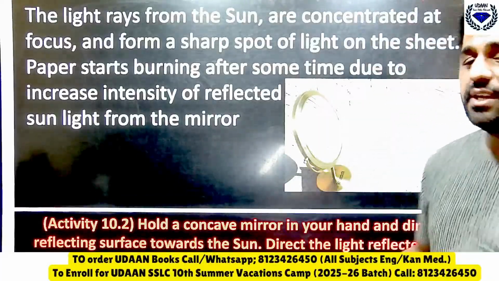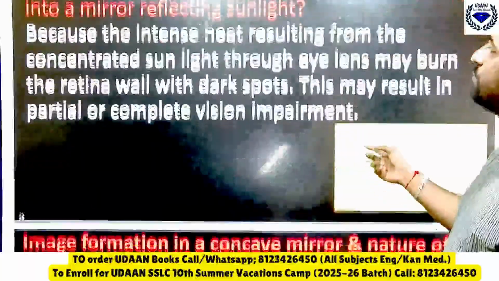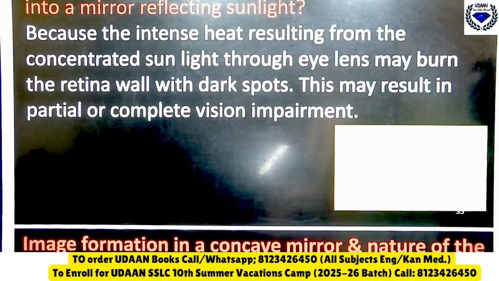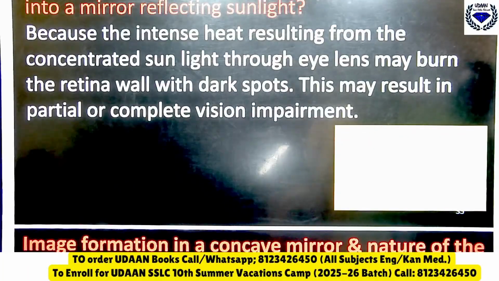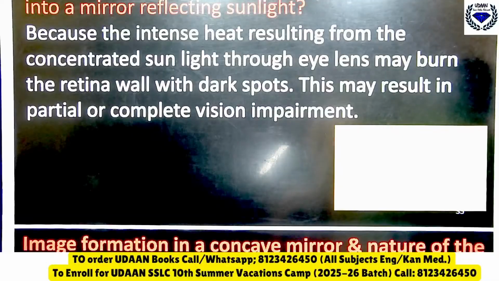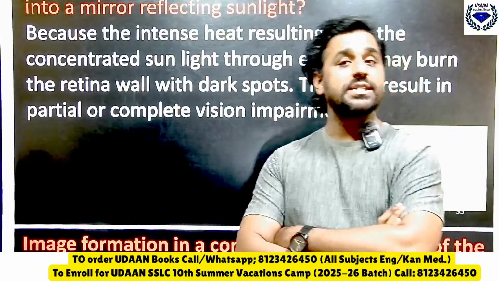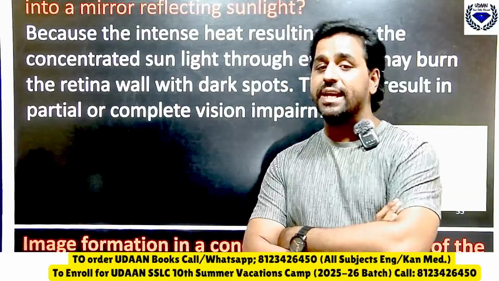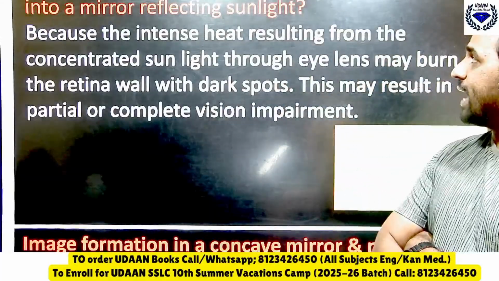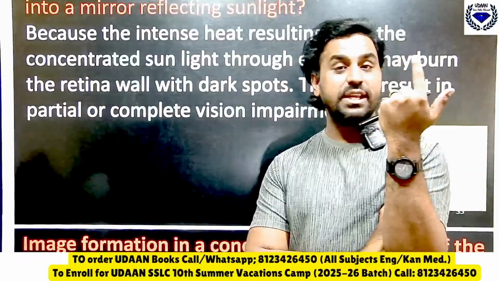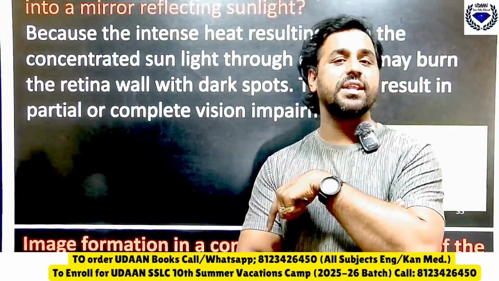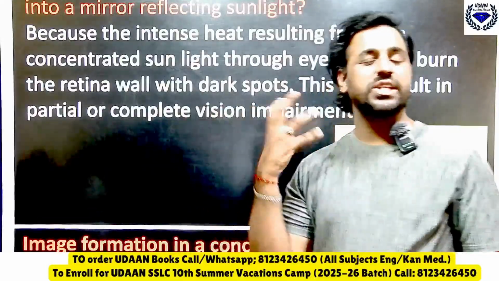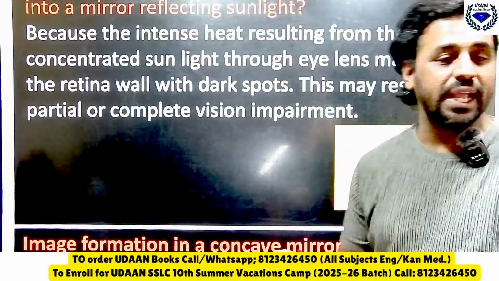Okay, nice. Next, then second, the intense heat resulting from the concentrated sunlight to the eye lens may burn the retina wall with a dark spot. This may result in partial or complete vision impairment. So you should not see the sun directly. If you see sunlight or any light directly, the heat goes into your eyes and harms your retina, due to which you may lose partial or complete vision. So you should take care this much.